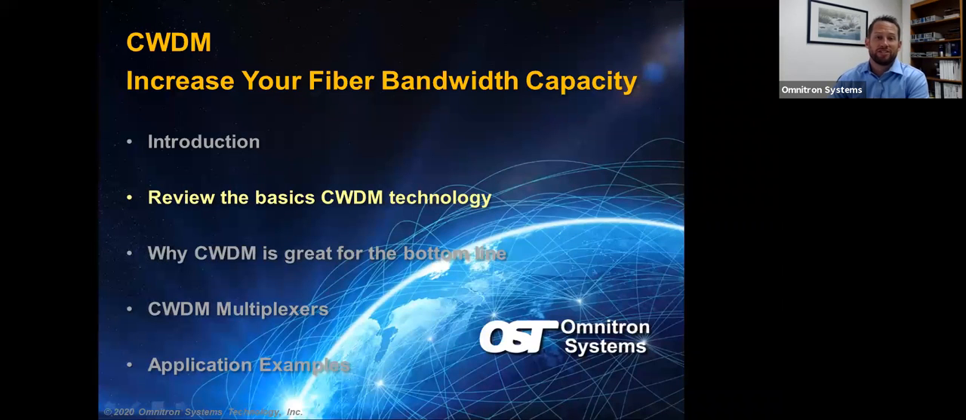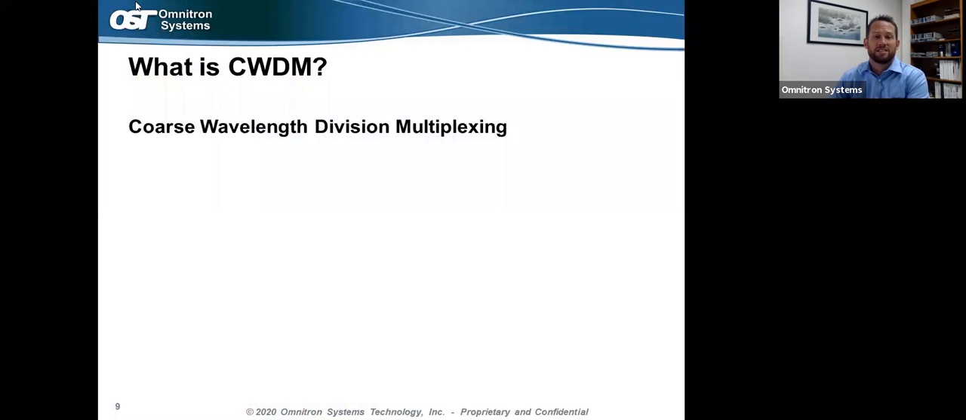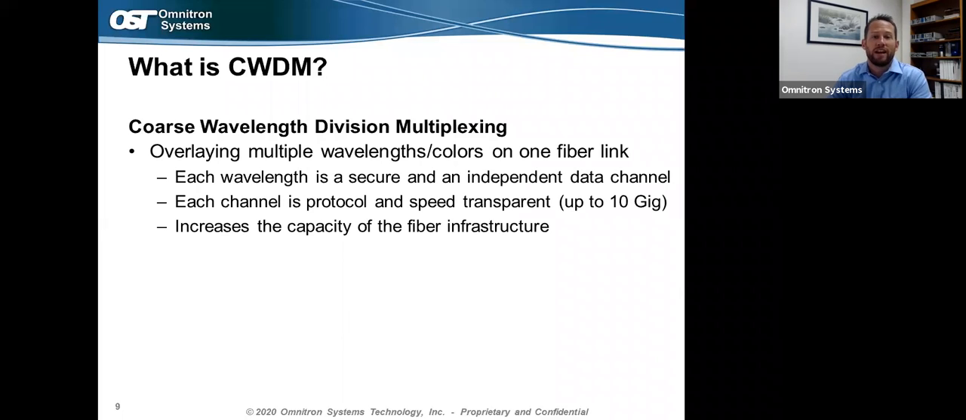Now we'll go ahead and just jump right into the basics of CWDM technology and show you how this works. So what is CWDM? This is an acronym that stands for Coarse Wave Division Multiplexing. And don't let that long name scare you. This is very simple technology. So what this is doing is overlaying multiple wavelengths or colors on one single fiber link.